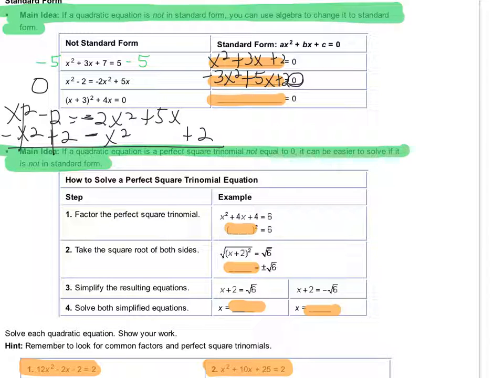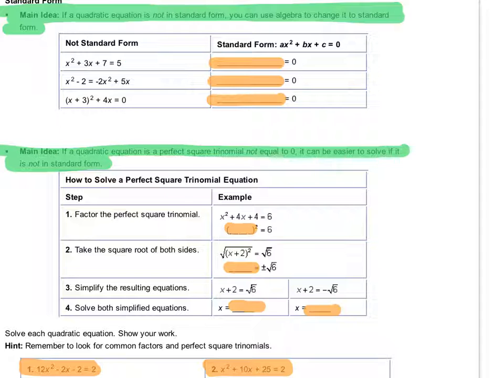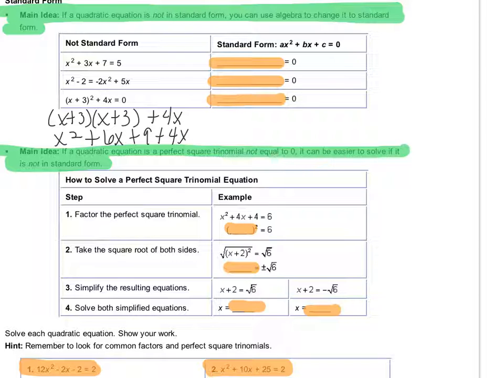And then the last one here, x plus 3 squared, is the same thing as x plus 3 times x plus 3, plus 4x. So that's x squared plus 6x plus 9 plus 4x. So your final answer here would be x squared plus 10x plus 9.